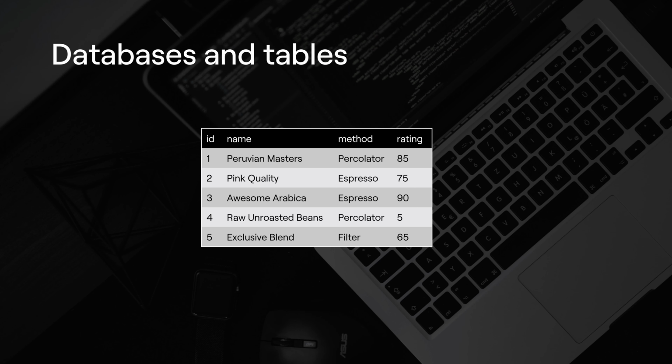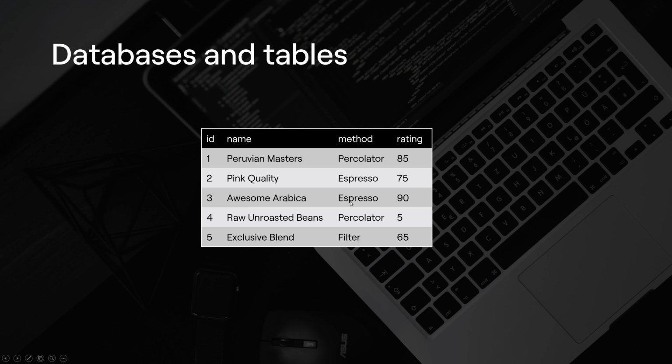So what we're going to be building in this project is a coffee app. We're going to keep track of coffee beans. We're going to keep track of the way that we've made the coffee with a percolator, with an espresso machine or filter, etc. And then we're also going to give them ratings to show whether we liked a specific bean prepared with a specific method.